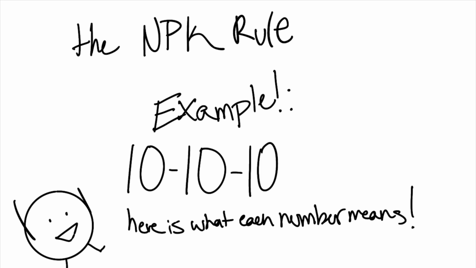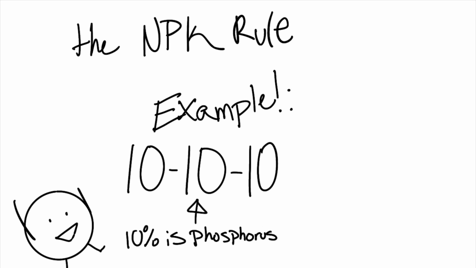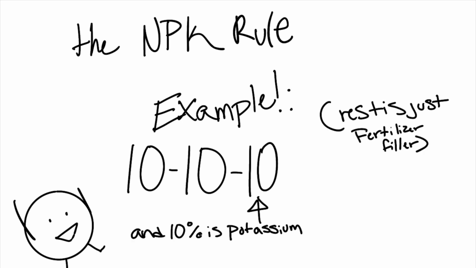The first, N, which stands for nitrogen, means that your fertilizer has 10% nitrogen. The second is P, which is phosphorus, and with the digits 10, 10, 10, the fertilizer is 10% phosphorus. And the last is potassium, and the fertilizer has 10% of it because the digits are stated as 10, 10, 10.